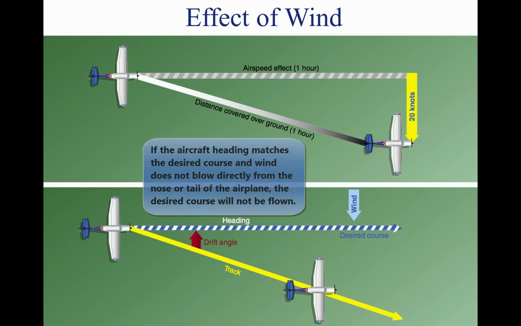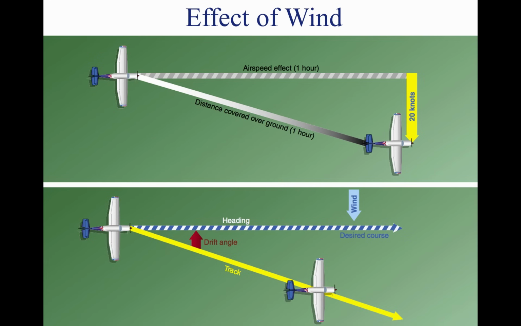If the aircraft heading coincides with the true course and the wind is blowing from the left, the track does not coincide with the true course. The wind causes the aircraft to drift to the right, so the track falls to the right of the desired course or true course.